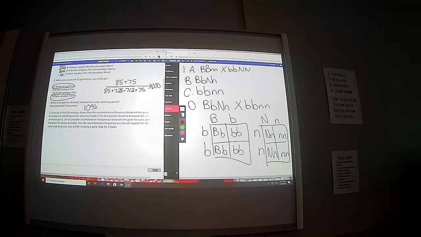Letter F, a series of fruit fly matings shows that the recombination frequency between the gene for wing size and the gene for antenna length is 5%. The genetic distance between is 5 centimorgans. List all possible recombination frequencies between the gene for color and the gene for antenna length. Use the recombination frequencies you found in Part E for the color and wing size. You will be creating a gene map for the 3 traits.